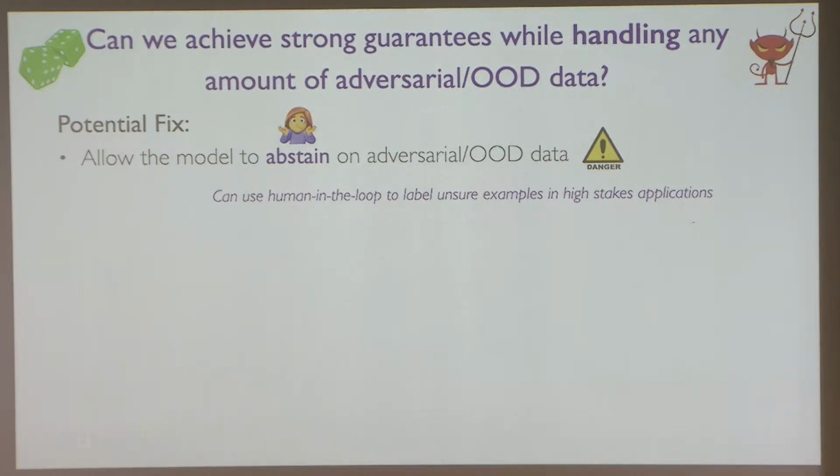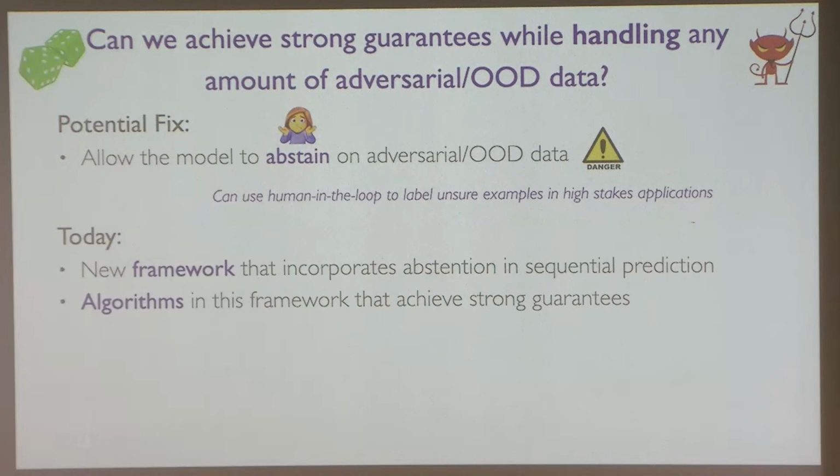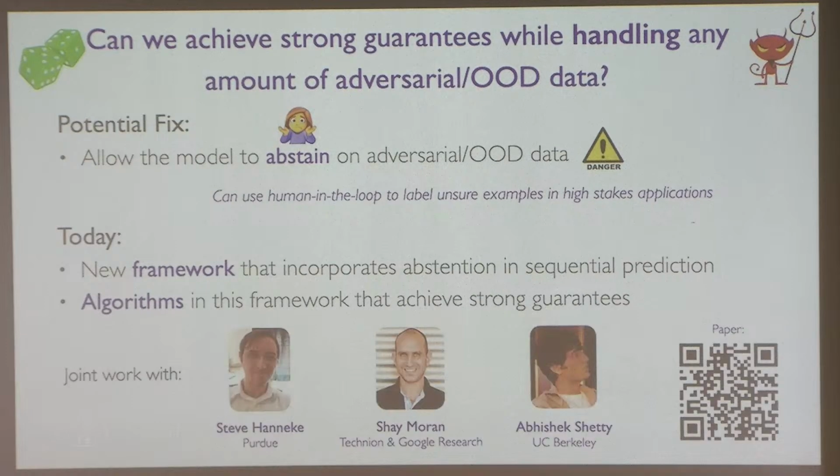And so today I'm going to describe a framework that tries to incorporate this abstention into the sequential prediction task, and then algorithms that are actually able to achieve strong guarantees while being robust to any amount of adversarial data. And this is joint work with some amazing collaborators, Steve Hanneke, Shay Moran, and Abhishek Shetty. Abhishek is here this semester, so if you find this interesting, you should talk to him. He's still thinking about a lot of problems in this space, and this is the paper if you want to take a photo of this.